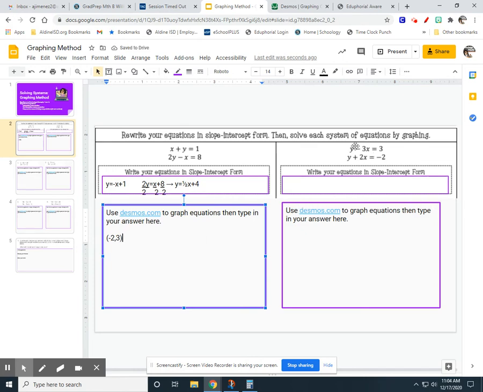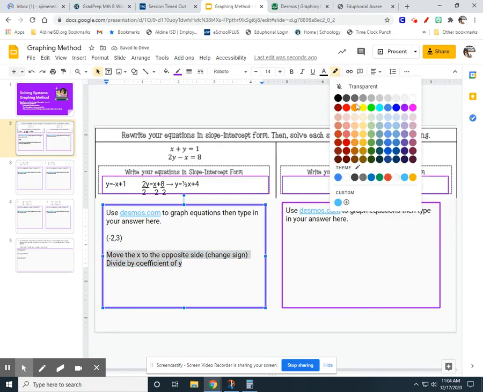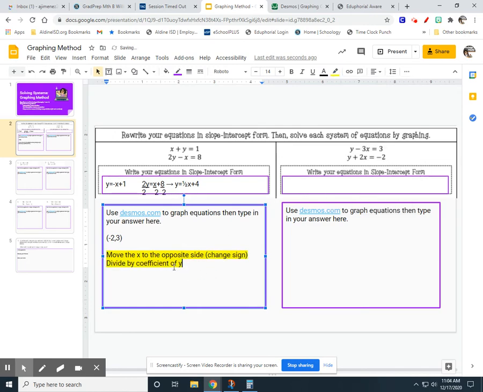Okay. You're going to do this one right here. You're solving it for y. The only time you ever need to divide is if you have something like this, where you have a number in front of the y. Then that's when you'll divide. But your steps are, let's remember, move the x to the opposite side and change the sign. And then divide by the coefficient of y. Those are your 2 steps that you need to be following when you're trying to solve this for y.